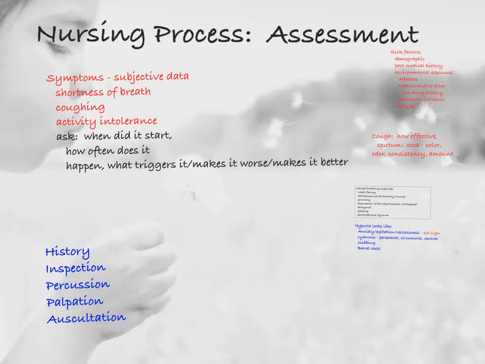So shortness of breath, we want to know, when did it start? How often does it happen? What triggers it, makes it worse, makes it better? And one example of this might be somebody who says, I can't walk more than a block without getting short of breath. Somebody else might say, I can't go up 2 flights of stairs without getting short of breath. Somebody else might say, I get short of breath just walking from my wheelchair to the bathroom. Another thing you might want to note is what time of day.